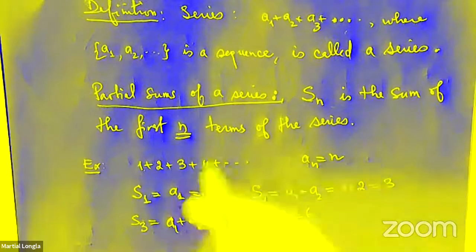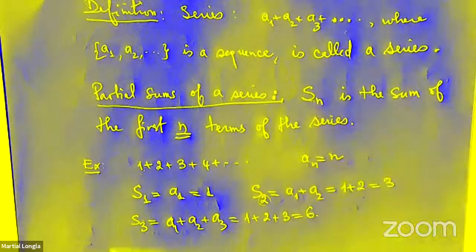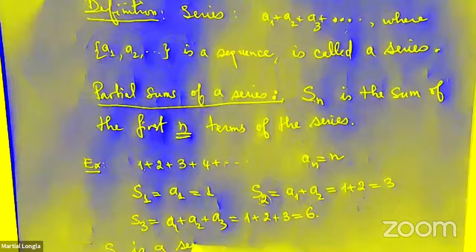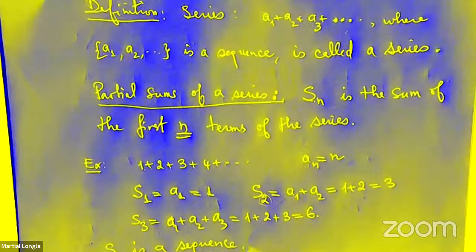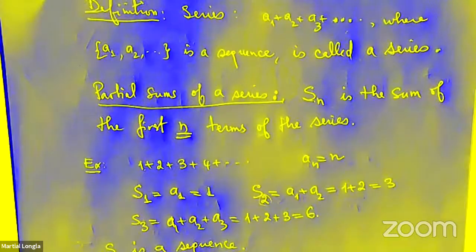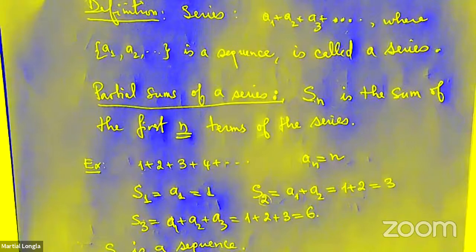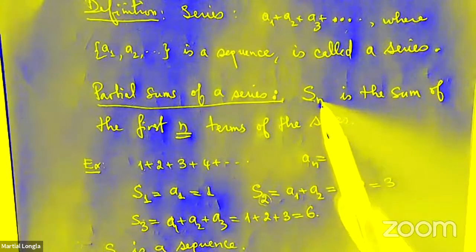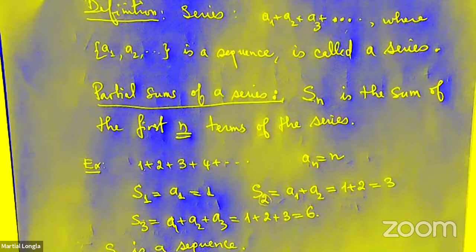And this actually, Sn, is a sequence, right? Because we have defined a sequence as a function that is defined for the integers, right? As you have seen, Sn takes every single n, adds n terms, assigns that number to n. So it is a sequence, Sn.